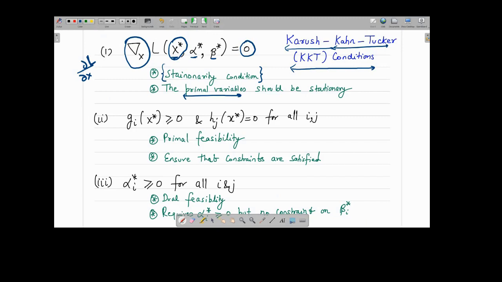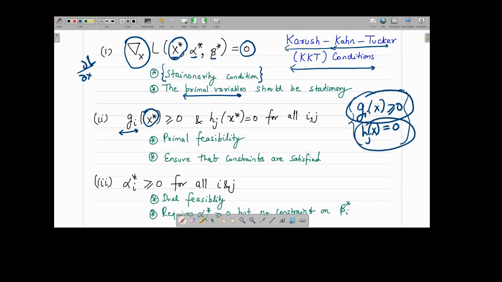The second condition is that if you put the solution X star into the constraints g_i(x). The g_i(x), if you remember, are the constraints, right? And you had h_j(x) equal to 0. So if you put the solution X star into these constraints, it should satisfy the equations which you already had. If you put X star into g_i, it should give you a value greater than or equal to 0. And if you put X star into h_j, it will also give you equal to 0.